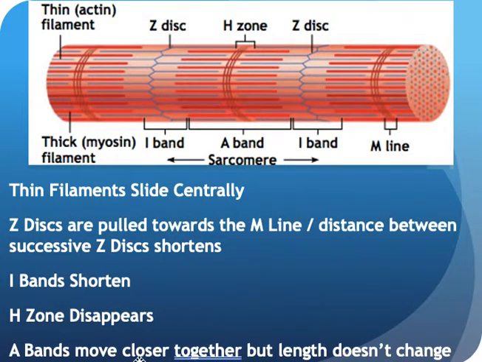The A band moves closer together, but the length does not change. And the A band is the length of the myosin filaments. Okay, and again, this A band is going to get pulled closer to this A band, but the actual length of those myosin filaments is going to stay exactly the same. Okay, so really important to remember that it's the actin and the Z discs that are pulled. The A band is going to do the pulling, but the size of it is going to stay the same.